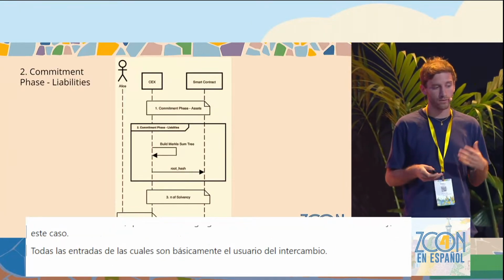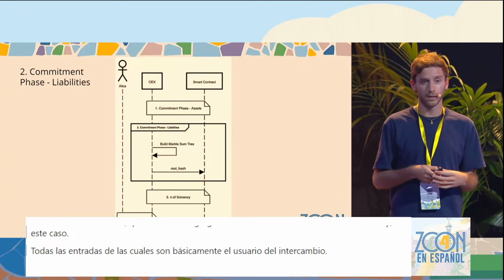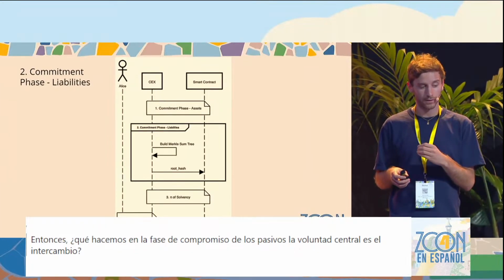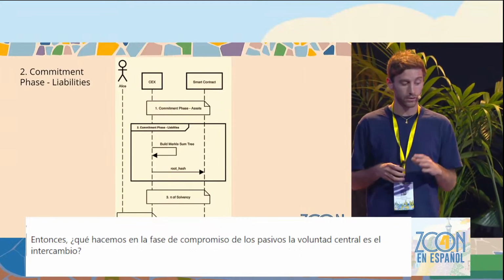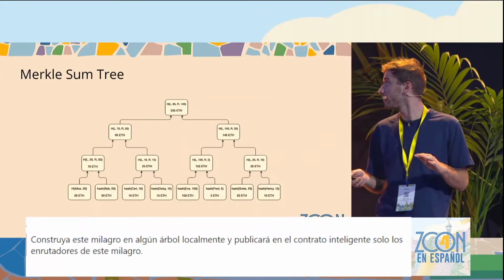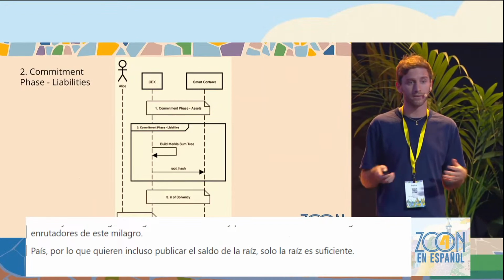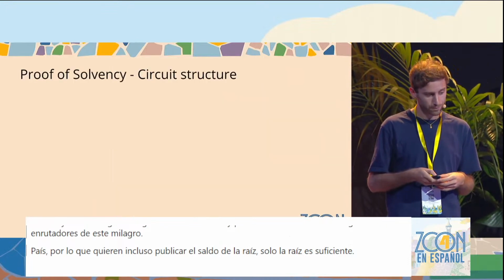So what we do in the commitment phase of the liabilities is that the centralized exchange will build this Merkle sum tree locally and will post in the smart contract only the root hash of this Merkle sum tree. They won't even post the root balance, only the root hash. It's enough. And of course, this root hash won't reveal any information about the state of the liabilities.